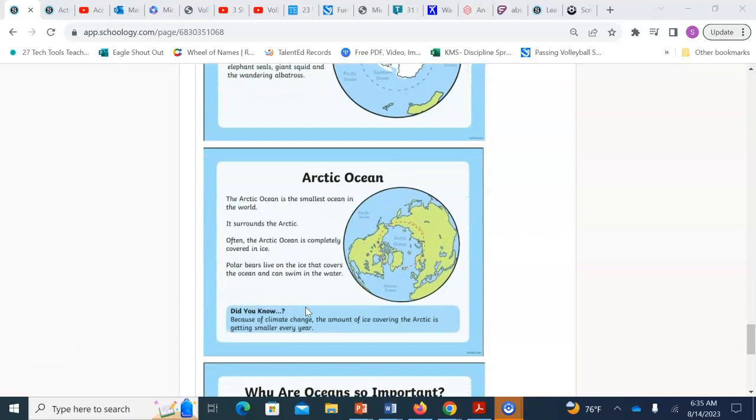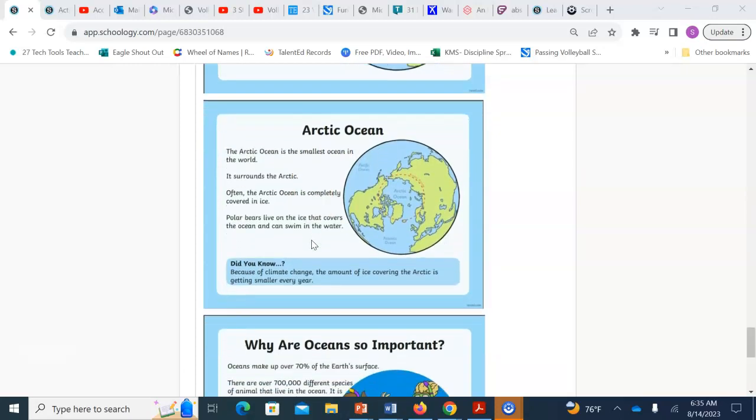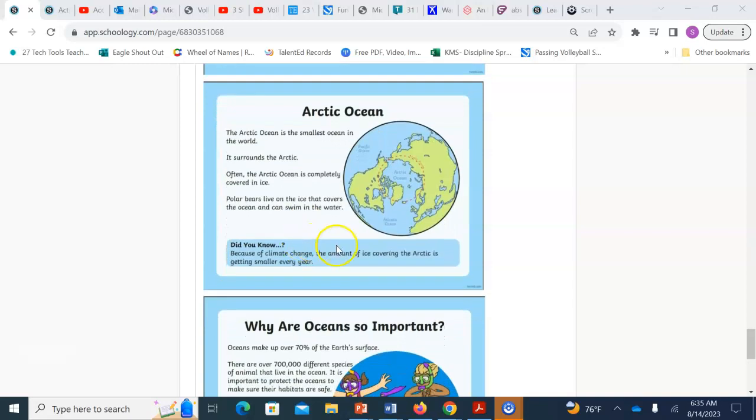And lastly, our smallest ocean is the Arctic Ocean, and it's up at the northern part of our world, and it surrounds what we know as the Arctic. It is usually covered completely in ice, and animals like polar bears live in this ocean because they can swim in that water. Because of climate change, the amount of ice covering the Arctic is getting smaller every year.